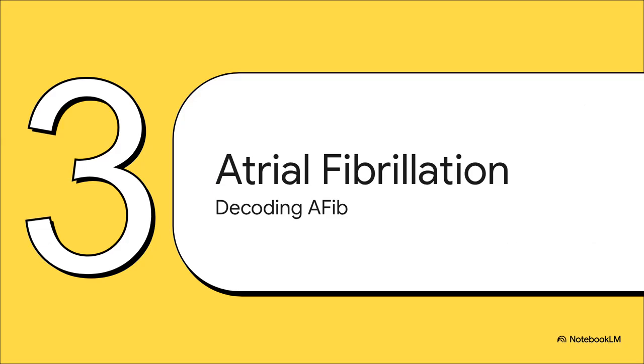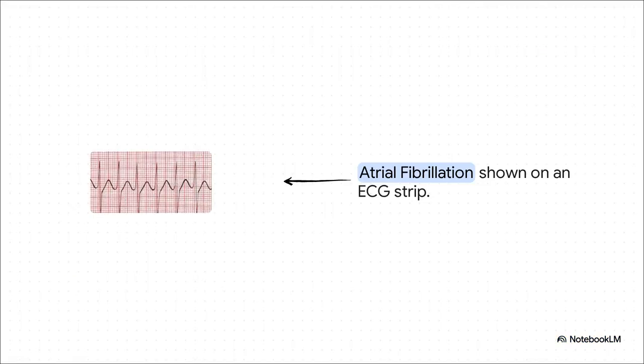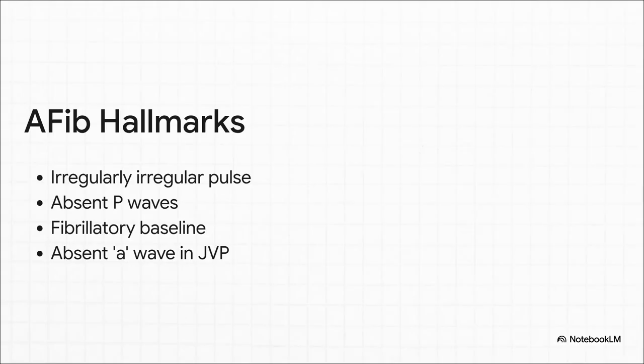Section 3. Decoding atrial fibrillation. Okay, we're shifting gears from perfectly predictable action potentials straight into total electrical chaos. When you look at an AFib tracing, notice what's missing between those spiky QRS complexes. There are absolutely no distinct P waves. Instead, the baseline is just this chaotic fibrillatory quiver. The timing between those tall R waves is completely unpredictable, which gives us that classic, textbook, irregularly irregular rhythm. If you lock these core hallmarks into your brain, you're never going to miss an AFib diagnosis on the wards.